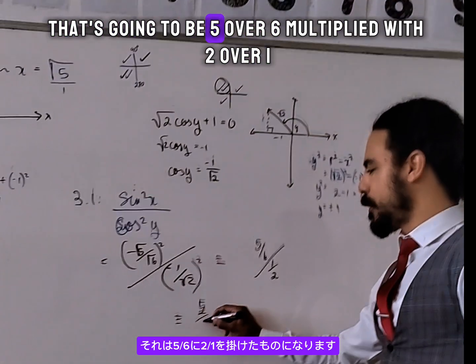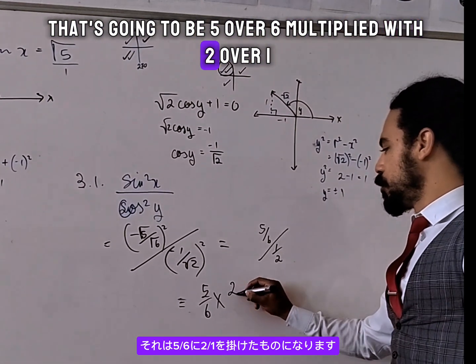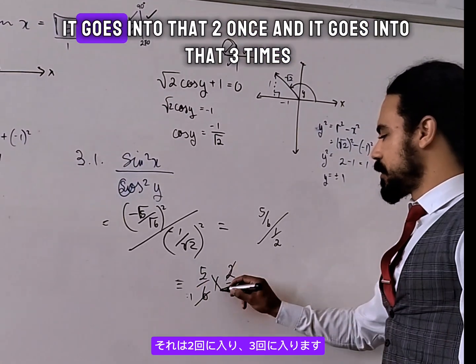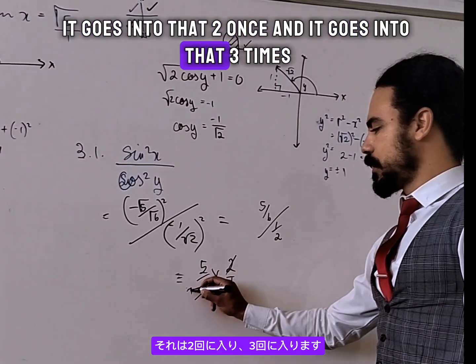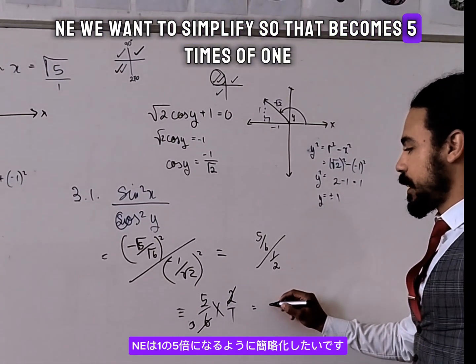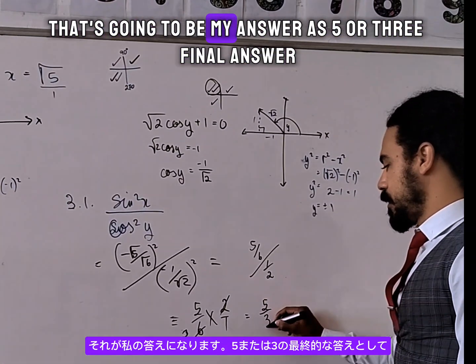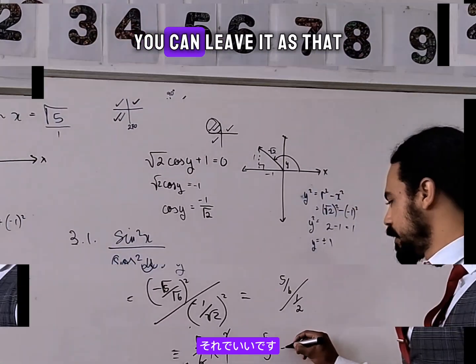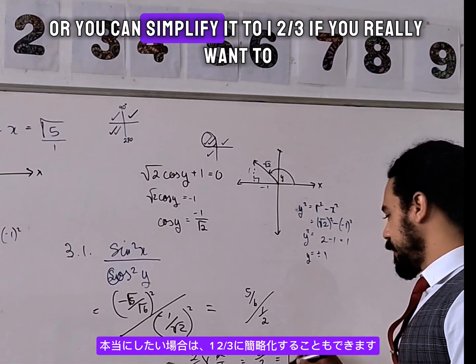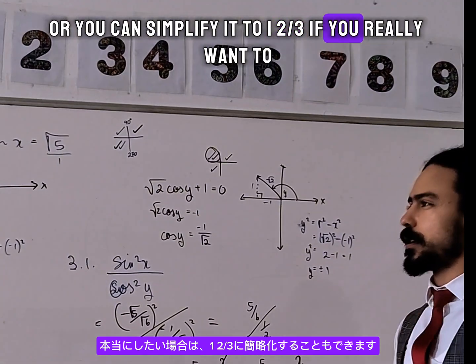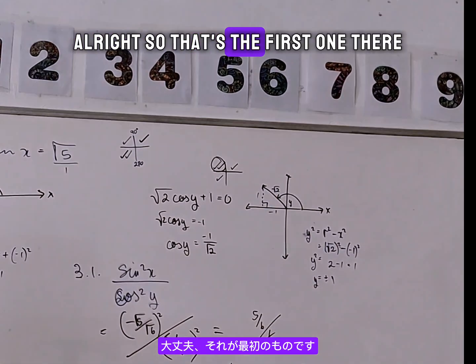So that's going to be 5 over 6 multiplied with 2 over 1. That 6 goes into that 2 once and it goes into that 6 three times. Yeah? We want to simplify, so that becomes 5 times 1 over 3. That's going to be my answer, 5 over 3. Final answer. You can leave it as that, or you can simplify to 1 and 2/3 if you really want to. Alright, so that's the first one there.